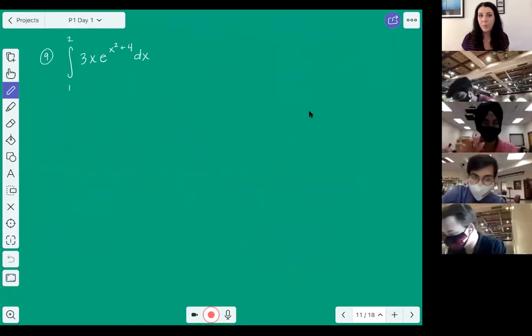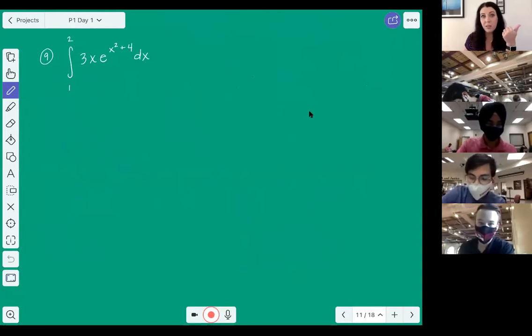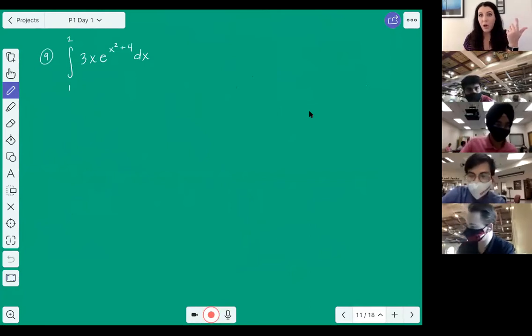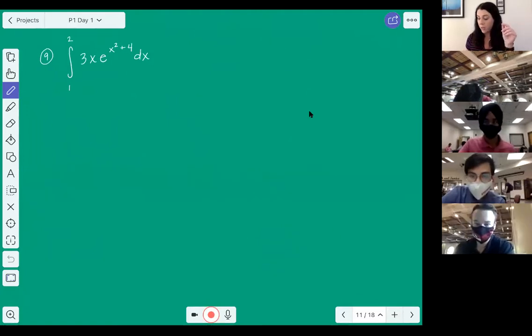There's e raised to like a power. Yep. So that's chain rule. Yep. And what else? There's also product rule with the 3x. Correct. There's also a product, right? We have a function times a function. So that's the key that tells us we're going to need some U-substitution.